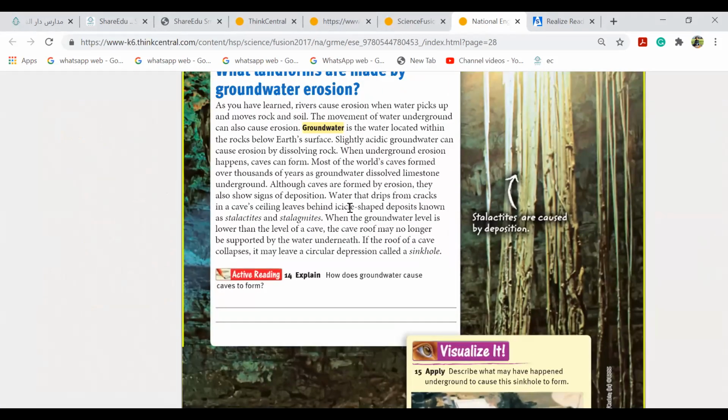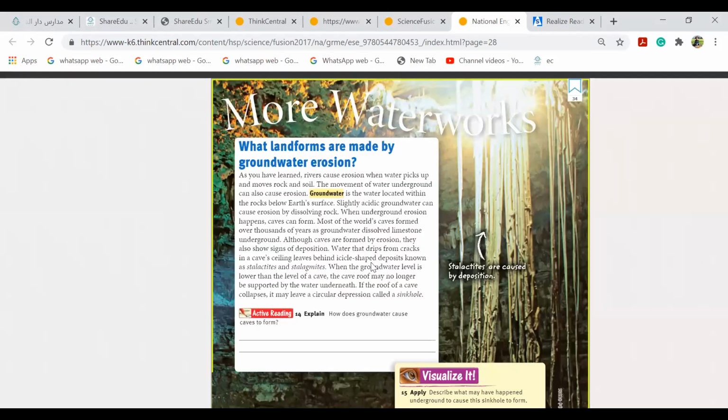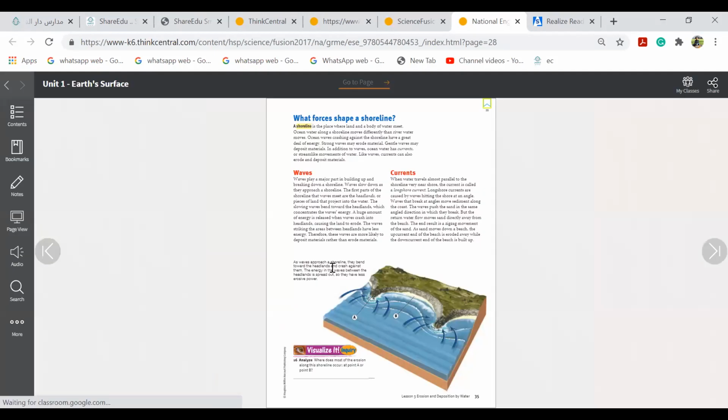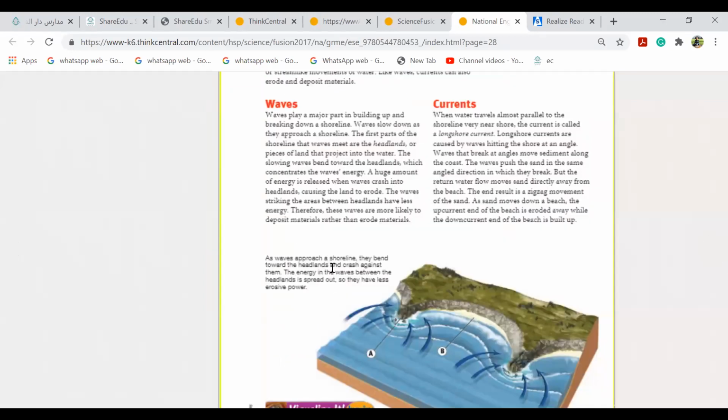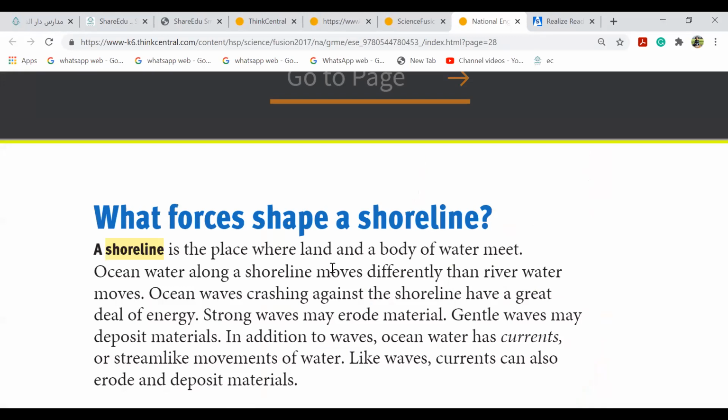Now, how is groundwater formed? Groundwater is water located within the rocks. And I told you the taste is a little bit different because it mixes with the rocks. Coming to what is a shoreline? Noor, can you read this out? Shoreline is the place where land and a body of water meet.